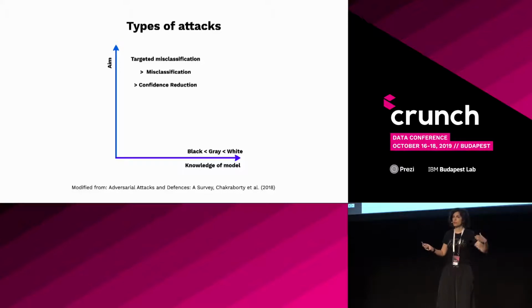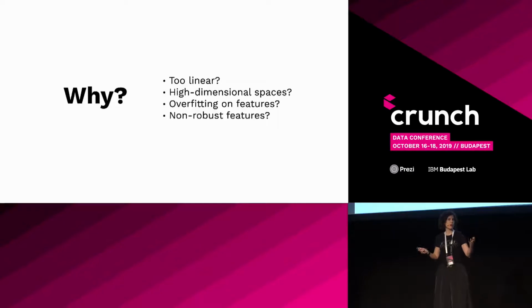Now, those are the different types of attacks you can have. But why are they happening? And here I've got bad news, actually, because there is no consensus in academia yet. There's been a lot of very reasonable hypotheses, ranging from, well, maybe neural networks are still too linear. Even if they have nonlinearities, they are too linear. Maybe we're moving in high-dimensional spaces, and that's why we see these problems. Maybe they are overfitting on certain features.